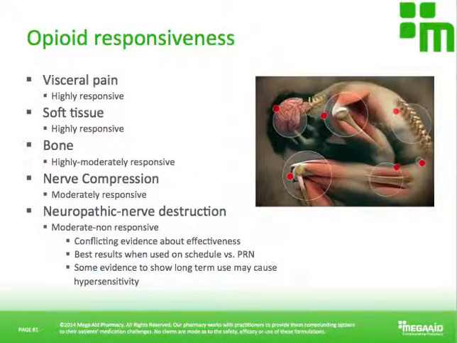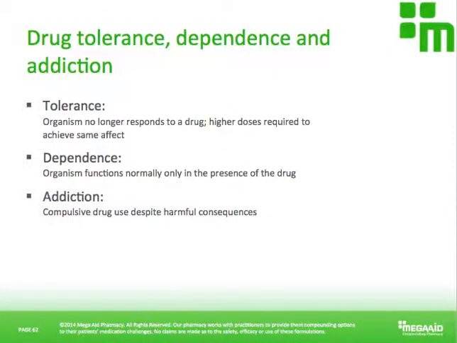Another thing that you need to be aware of is that not every kind of pain will respond to opioids. For example, soft tissue pain will be highly responsive, versus something like nerve compression or nerve destruction that leads to neuropathic pain, which is going to be moderately responsive or perhaps even non-responsive in this case. So opioids are not the answer for every single kind of pain.